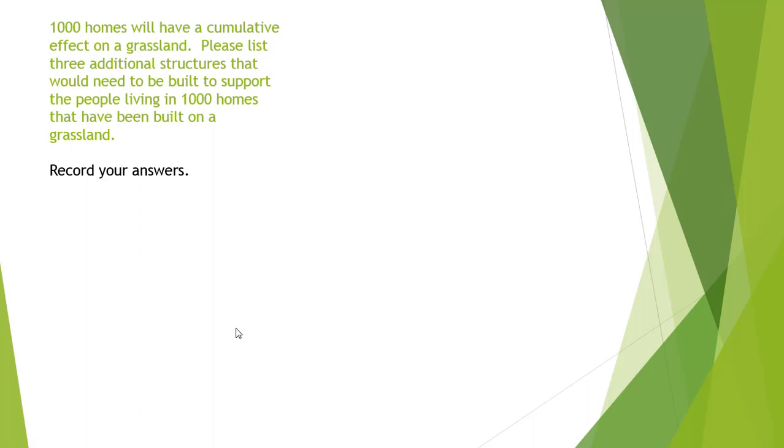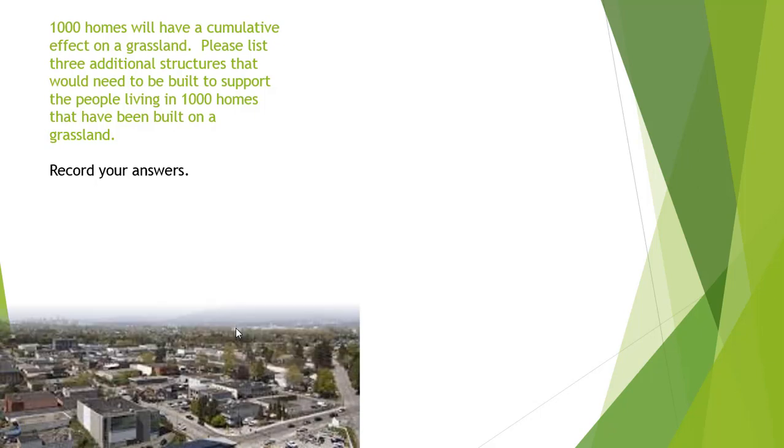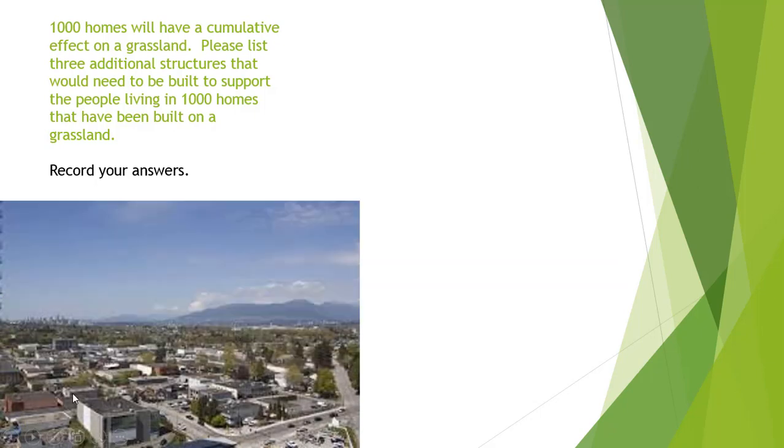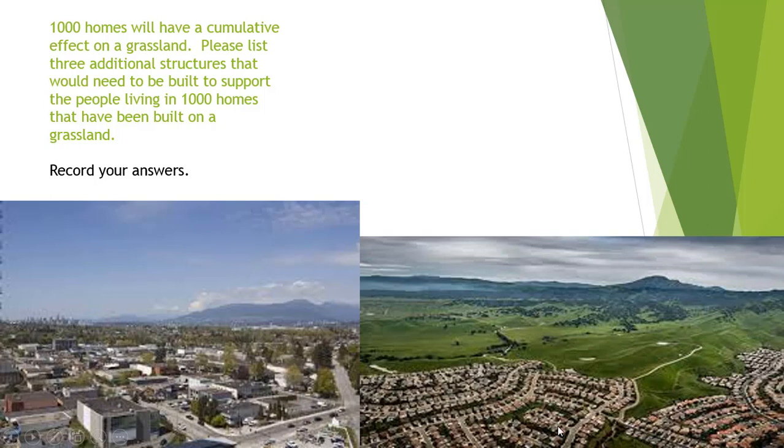1,000 homes will have a cumulative effect on the grassland. Please list these additional structures. Please list 3 additional structures that would need to be built to support the people living in 1,000 homes that have been built on a grassland. So we have 1,000 homes built on an area that used to be a grassland. This used to be a grassland. Now 1,000 homes are built on it. We need to list 3 additional structures that would need to be built to support this number of homes.